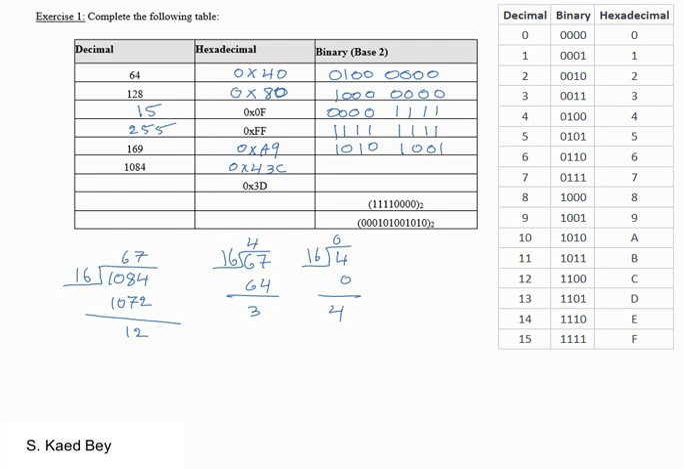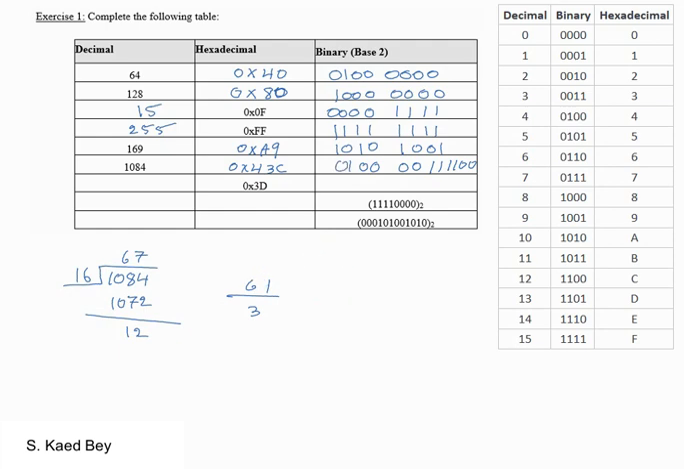Similarly, in binary, the letter C is equivalent to 1, 1, 0, 0, and 3 is 1, 1, 0, 0, and the digit 4 is equivalent to 0, 0, 1, 0.